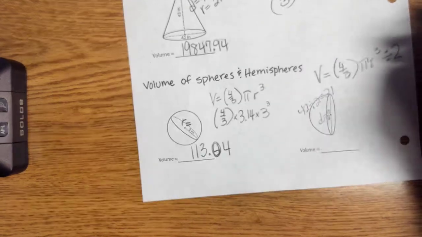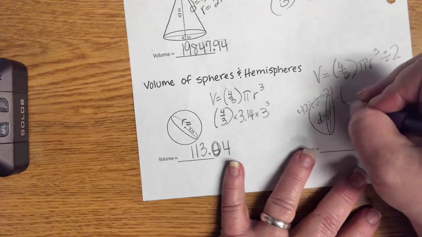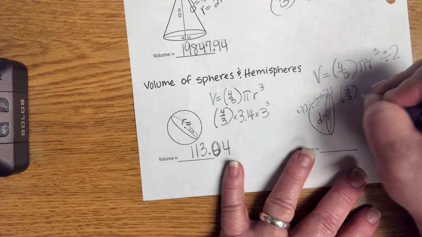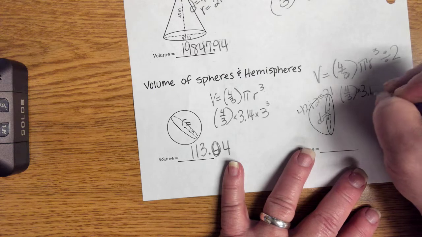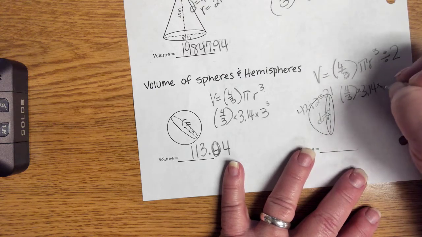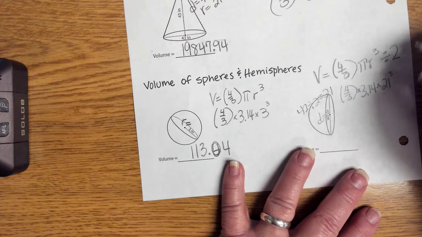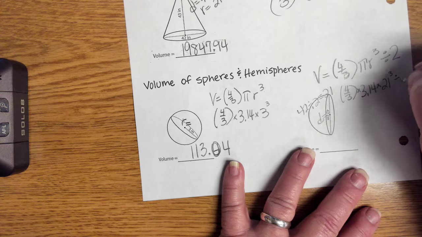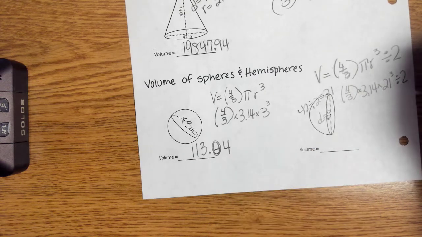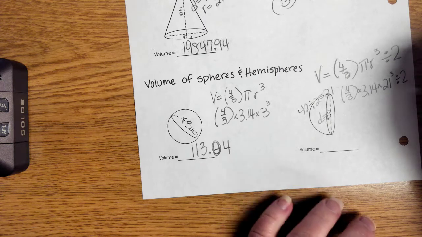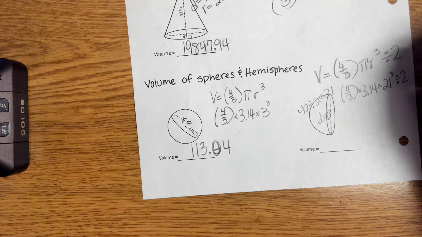And that's a reoccurring pattern, isn't it? So we've got 4/3 times 3.14 times 21. Oh, this is going to be a big number, I bet. Divided by 2. 19,386. Getting different answers.